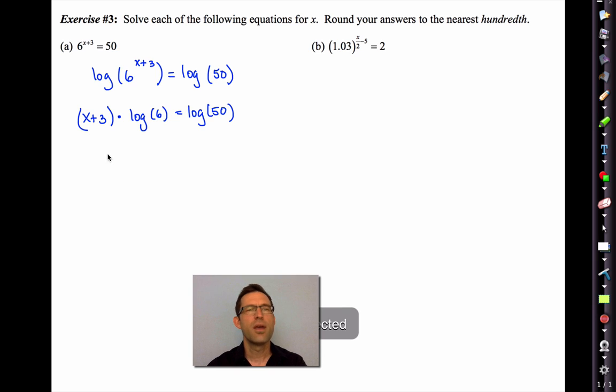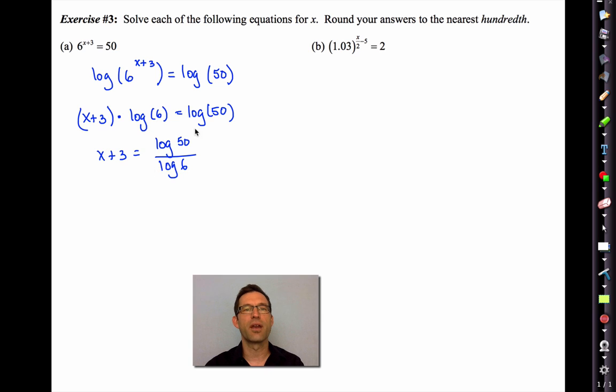All right? Now, how do we get the 3? How do we get the x all by itself? Well, think about this. I've taken x, I've added 3, and then I've multiplied by log 6 and gotten log 50. So the first thing I'm going to do is get rid of the multiplication by log 6 by dividing by log 6.